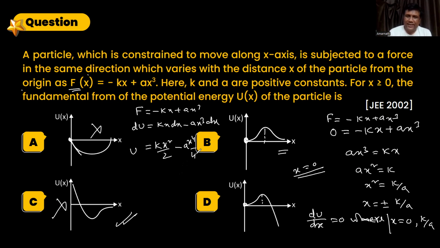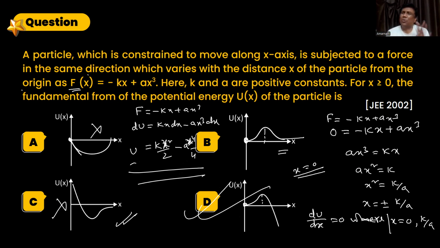But now you can see here, when x is infinity, potential energy is not zero actually. Here you can see, at infinity, potential energy must be zero. K and A are positive constants only. But if x is infinity, this becomes again infinity, and this also becomes infinity. So this is the correct answer.